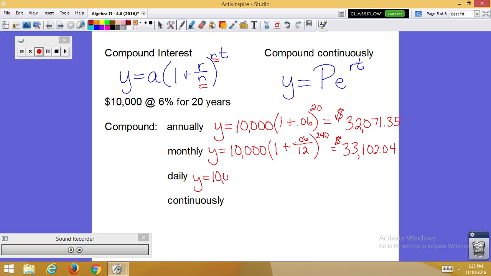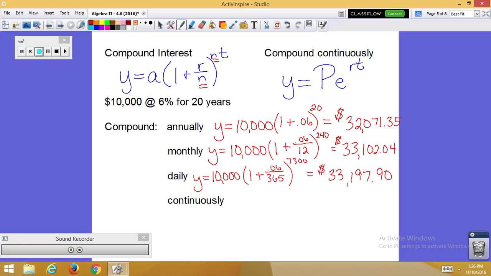Let's change that equation to compounding daily. Now I have 10,000, 1 plus 0.06. There are 365 days in a year, so we have to divide by 365. And then we have to take 365 times 20, which is 7,300. If we enter this equation into our calculator, type with me, I get a total amount now of $33,197.90.